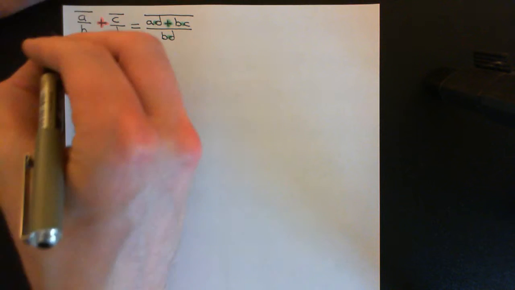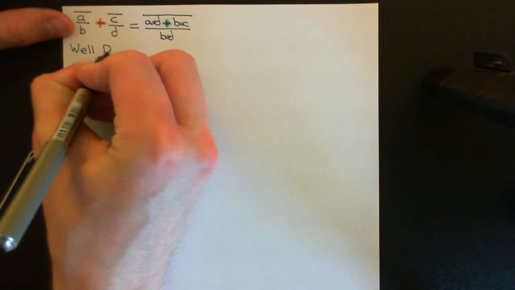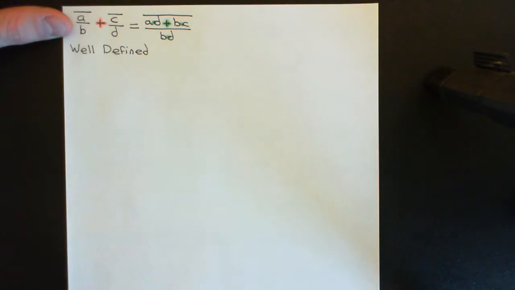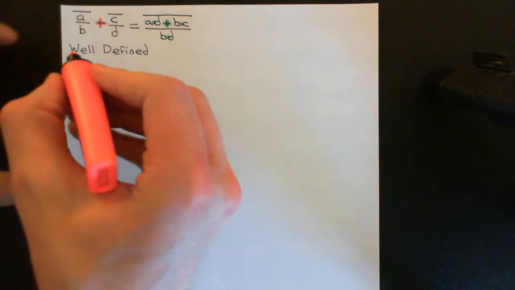Okay, so well-defined firstly, that's our first big check, because if it's not well-defined, then we don't even want to bother trying to check that it obeys the axioms of an abelian group, because if it's not well-defined, it's useless. Okay, so what do I mean by well-defined?